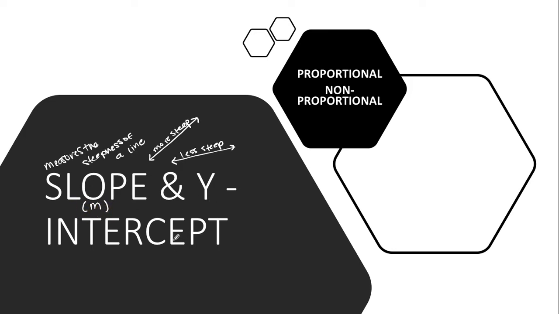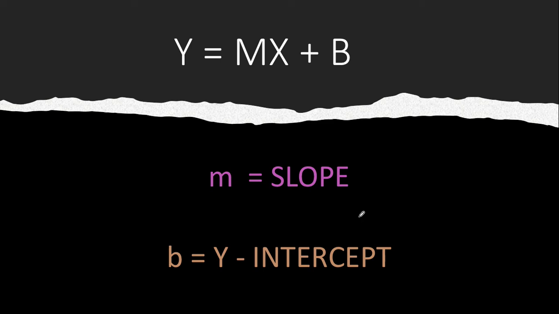And what's the y-intercept? Right? So on a graph, I'm looking at a graph, it's where it crosses the y-axis. So what was that letter? B represented y-intercept. So y equals mx plus b. We know that m represents slope. We know that b represents the y-intercept.